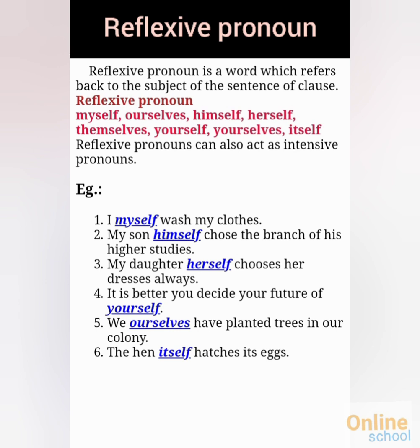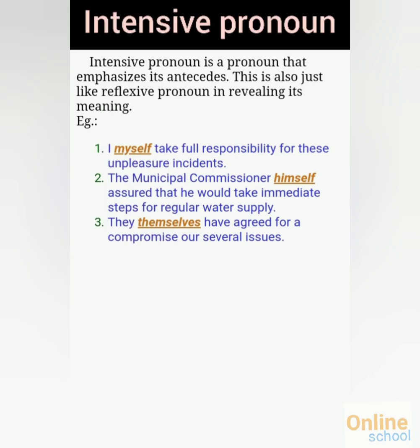For example, number one, I myself wash my clothes. Number two, my son himself chose the branch of his higher studies. Number three, my daughter herself chooses her dress always. Number four, it is better you decide your future by yourself. Number five, we ourselves have planted trees in our colony. Number six, the hen itself hatches its eggs.